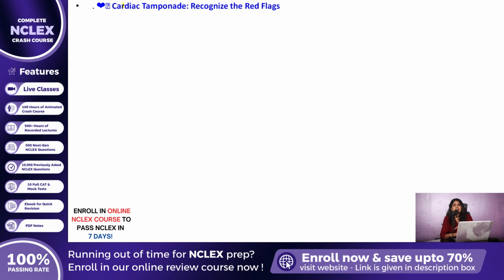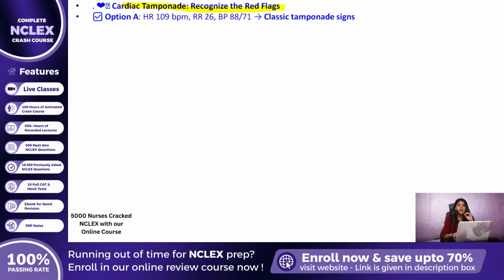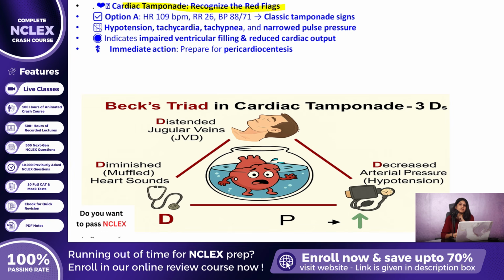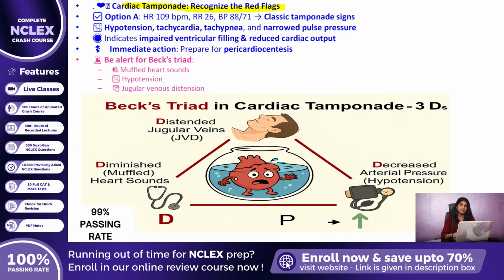These findings reveal a classic presentation of cardiac tamponade: hypotension, tachycardia, tachypnea, and narrowed pulse pressure. These signs indicate impaired ventricular filling and cardiac output. The nurse should act immediately to prepare for pericardiocentesis. Always remember the triad: muffled heart sounds, hypotension, and jugular venous distension as your red flags.